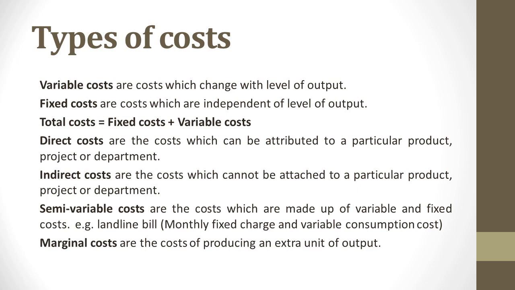Variable cost is a cost which changes with the level of output, whereas a fixed cost is a cost which is independent of the level of output. When we are talking about variable costs, the examples are raw material and direct labor. And when we are talking about fixed costs, we are talking about all the expenses incurred by the business which are completely independent of the level of output. Examples are rent and advertising and all the other costs which are not directly related to manufacturing or production of goods.